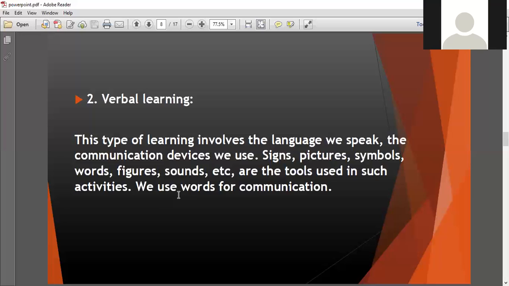So if you're learning any new language, a European language or Mandarin or some other language, of course, you are using your cognition and you are learning, right? Or you might have learned sign language, right? So we learn symbols, figures, sounds, etc. Then we have concept learning.